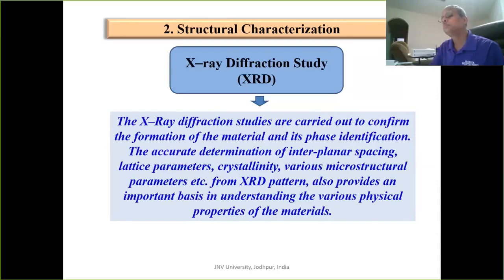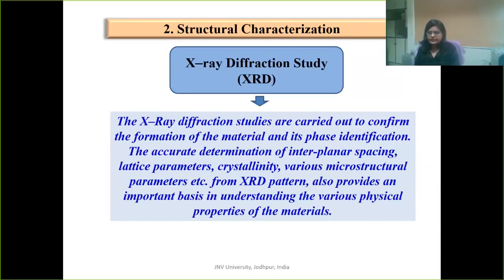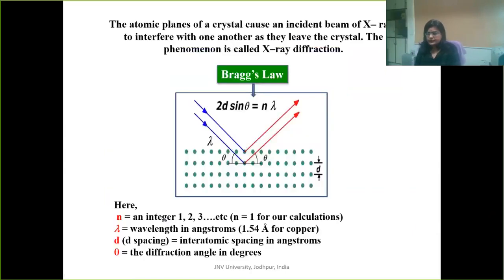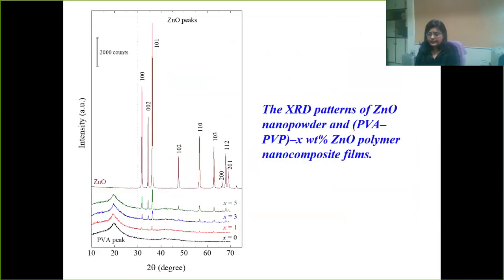For structural characterization, I have performed the X-ray diffraction study. These studies are basically carried out to confirm the formation of the material and its phase identification. Here I am showing the XRD pattern of ZnO nanopowder and the PVA-PVP ZnO polymer nanocomposite. Here we can see that ZnO is a highly crystalline nanofiller. You can see the peaks of the different planes, in the range of 10 to 17 degrees.